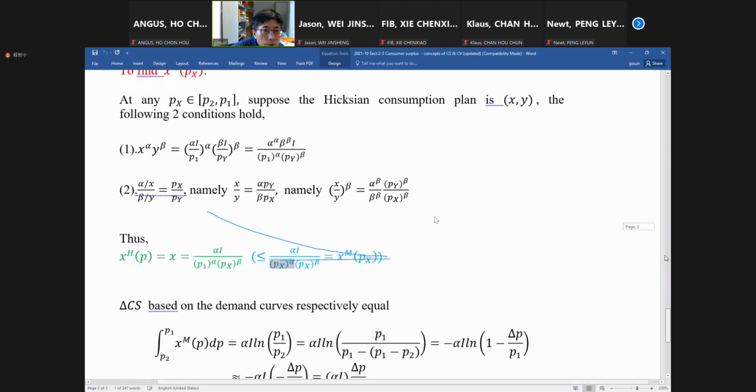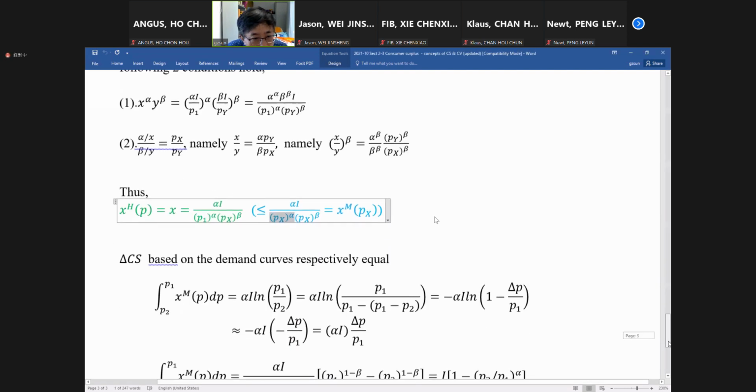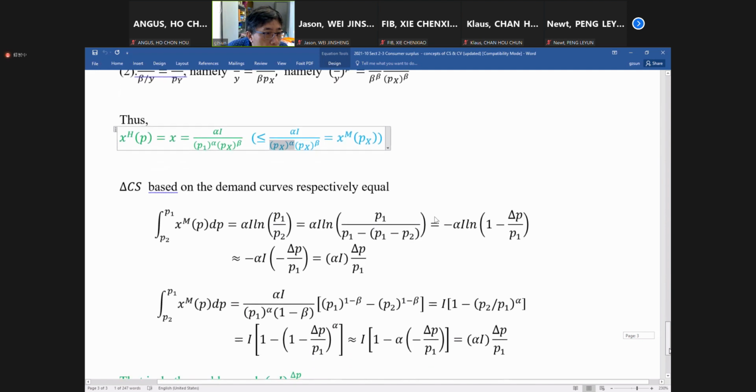Okay, let me come back. So that's why we put the marginal demand this way. So now we have got the two curves. Now let's come to our main task, our main job. We want to compare how big the change in consumer surplus will be if we are using the two different demand curves. Now, firstly, let's look at the Marshallian.